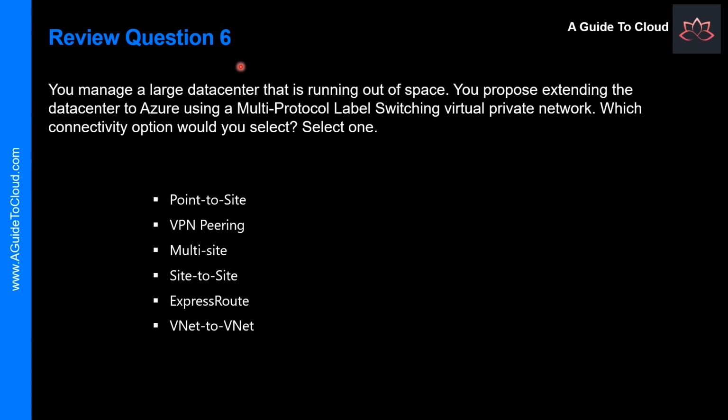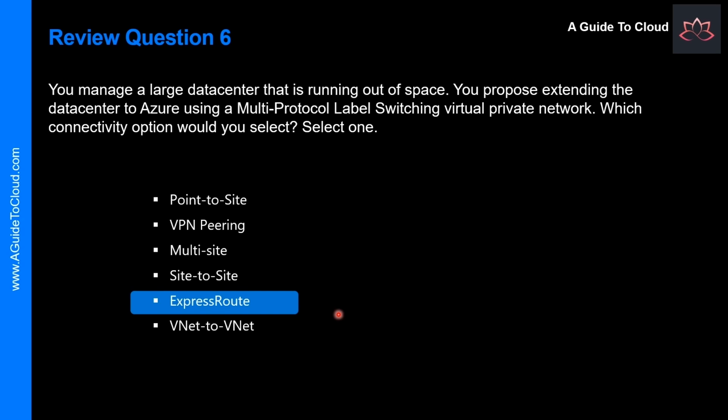Let's look at question number 6. You manage a large data center that is running out of space. You propose extending the data center to Azure using multi-protocol label switching virtual private network. Which connectivity option should you select? So we are trying to extend the data center using a multi-protocol label switching. So the correct answer for that is ExpressRoute.